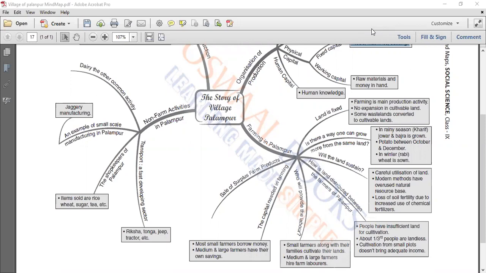Today we are going to look at the entire chapter, the story of village Palampur at a glance. We will look at all the topics we have covered in this chapter with all the important points. This will be your final class before your unit test examination.